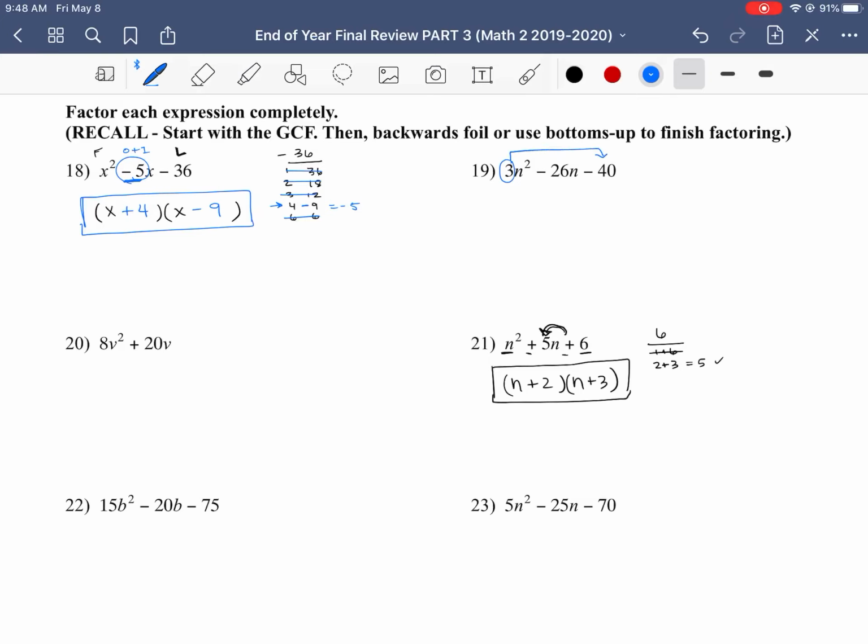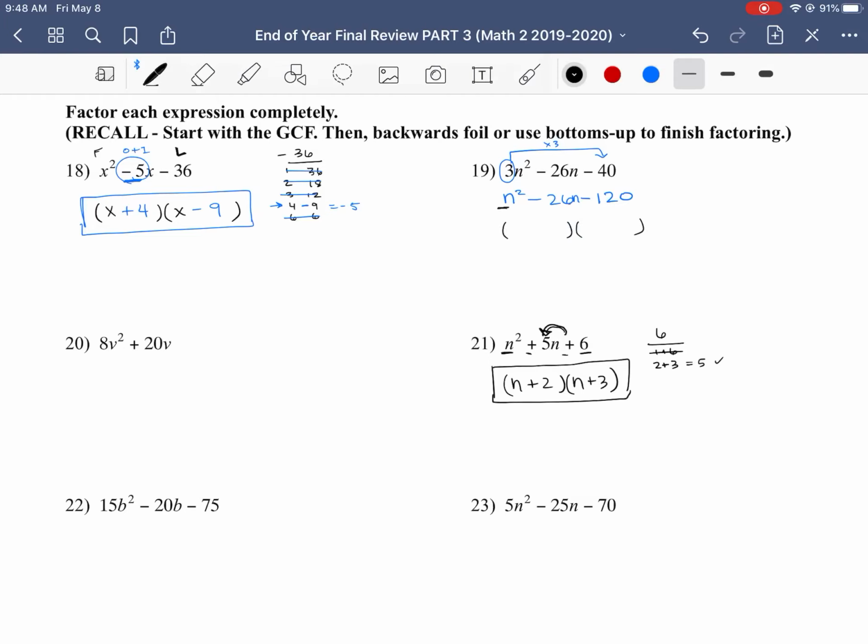Remember, in bottoms up, we take this front number that's kind of in our way and we multiply it to the back so that it looks like one of the others that we can factor. So that leaves us with n squared minus 26n minus, and we multiply that to the back. So if we times negative 40 by 3, we get negative 120. Oops, I forgot the n. Sorry. Notice this one just looks like the others that we did.